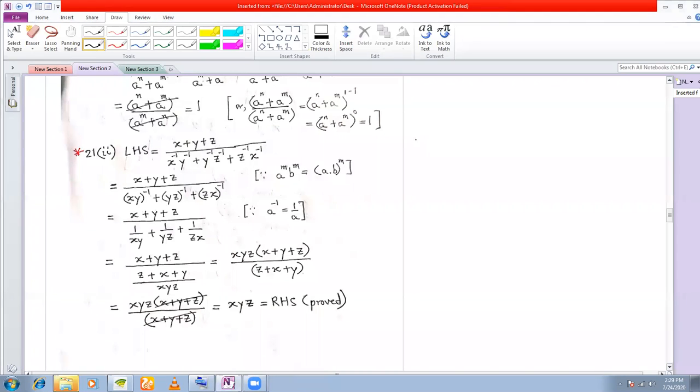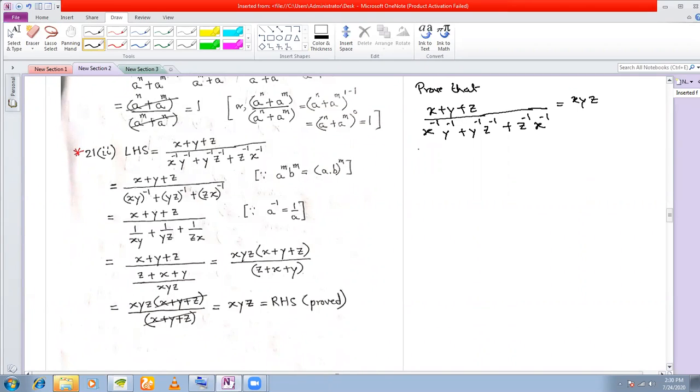So left hand side, now here the question was prove that x plus y plus z divided by x to the power of minus 1, y to the power of minus 1, plus y to the power of minus 1, z to the power of minus 1, plus z to the power of minus 1, x to the power of minus 1 is equal to xyz. This was your question. Prove that. Okay, so we start from the left hand side.